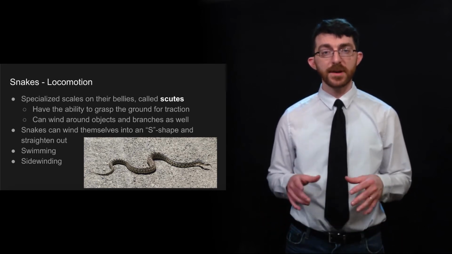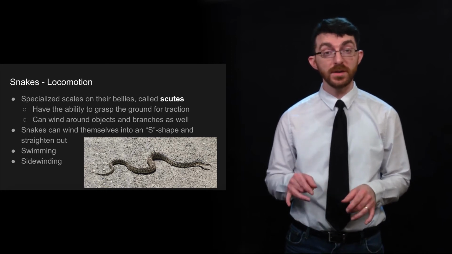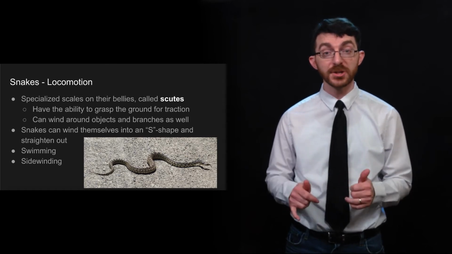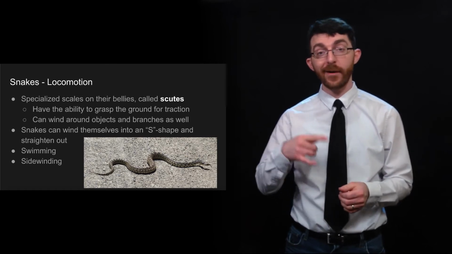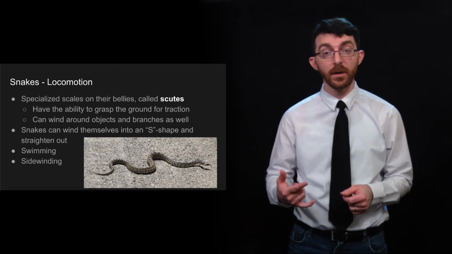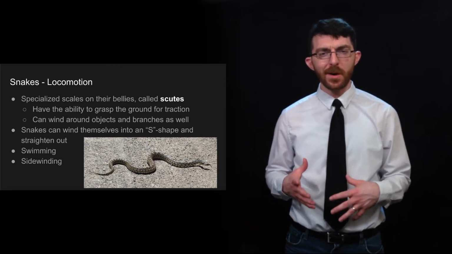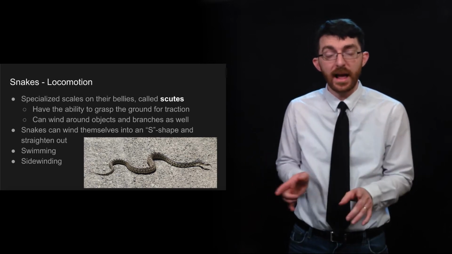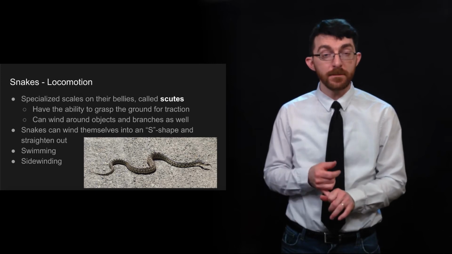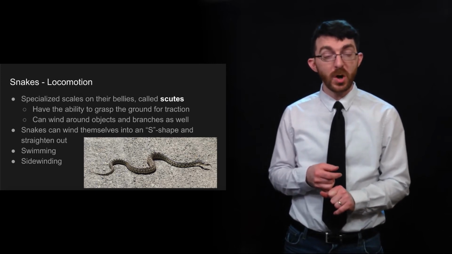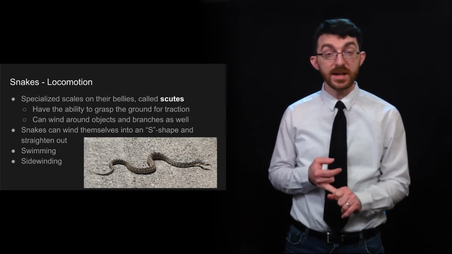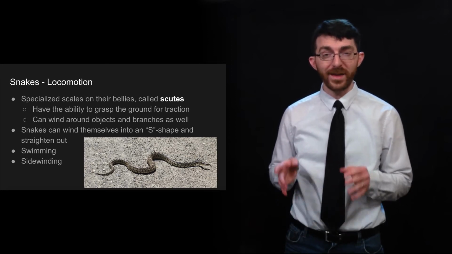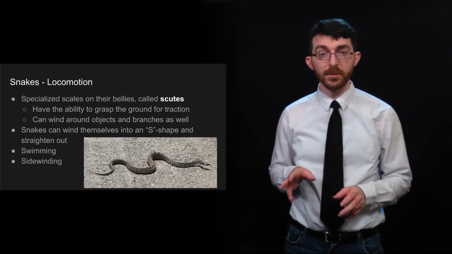Snakes have specialized scales on their bellies called scutes for locomotion. These scales have the ability to grasp the ground for traction. They also help a snake wind around objects and branches as well. With the muscles in their body, they're able to wind themselves into an S shape and coil up and then straighten out. Snakes are also able to swim, and there is a way that they move called sidewinding, which desert snakes do because it makes as little contact with the hot desert sand as possible while they're moving.